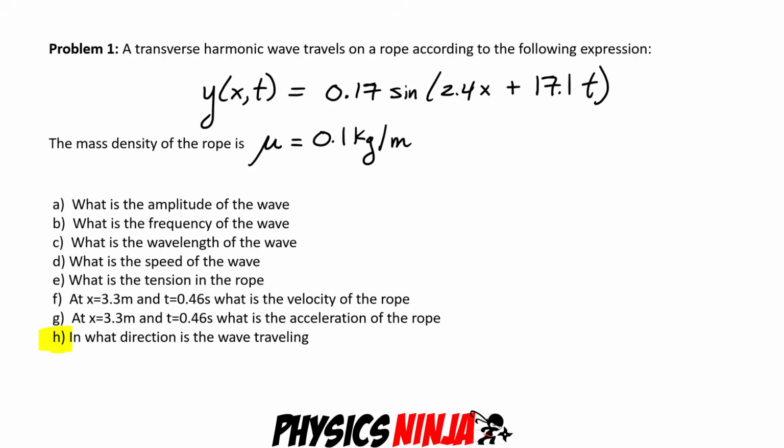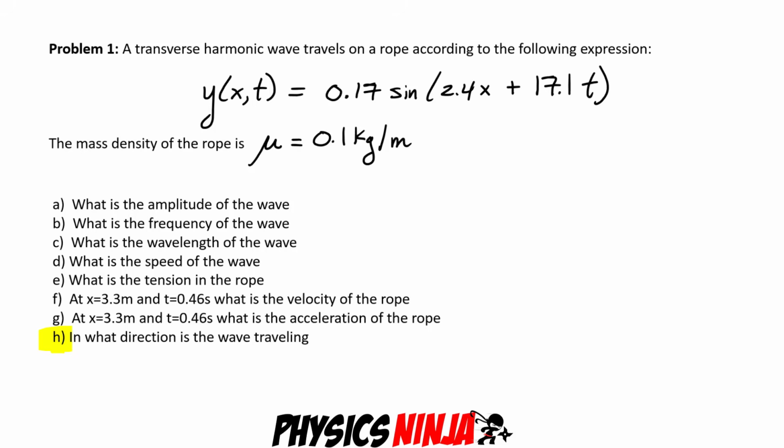All right, the last problem says, in what direction is this wave traveling? In order to see that, I'm going to first plot the wave at time equals 0. So I've substituted time equals 0 right here. Then I'll plot it at other times. I'm going to substitute different values of t here, using a slider so we can see how the wave moves.